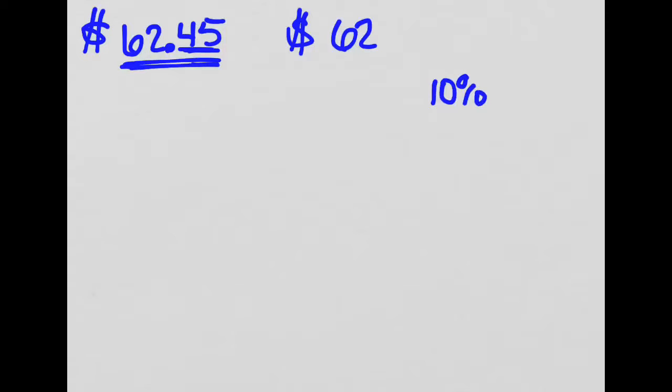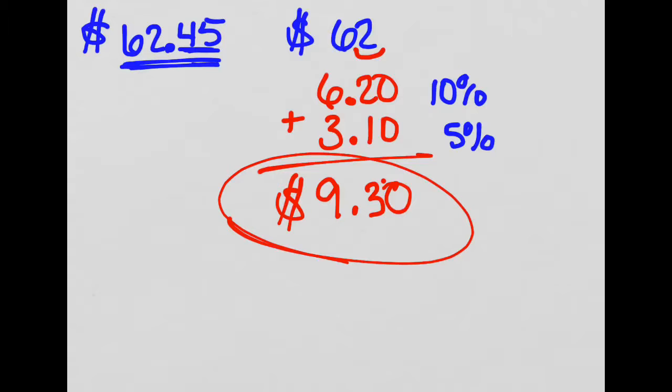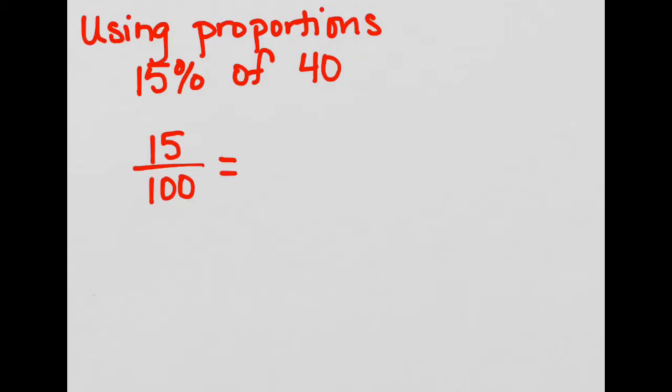10% and then 5%. This is going to give me our 15%. 10% of that, I'd move the decimal once, so I'd get $6.20. Half of that is going to be $3.10. I add it together, I get $9.30. And that is my estimated 15% tip on a bill that totals $62.45. Okay, so we have found 15% tip if you are estimating it.